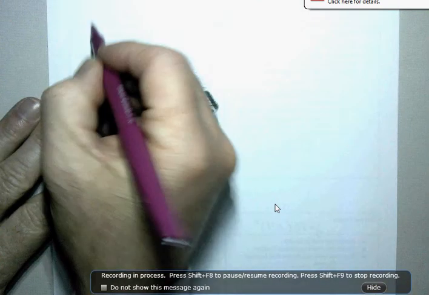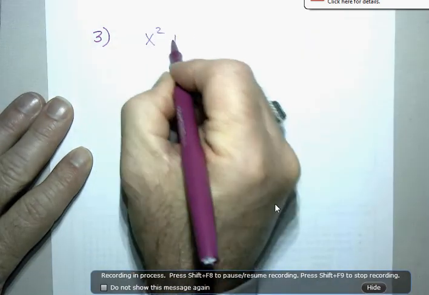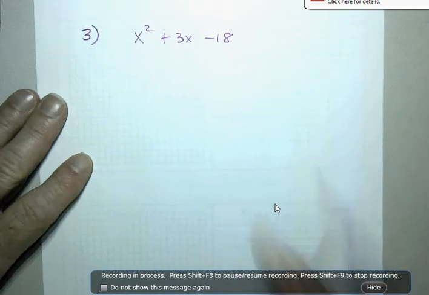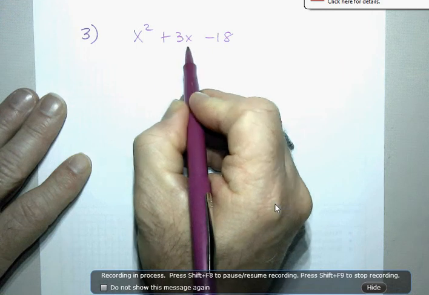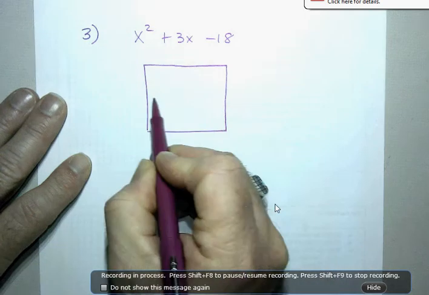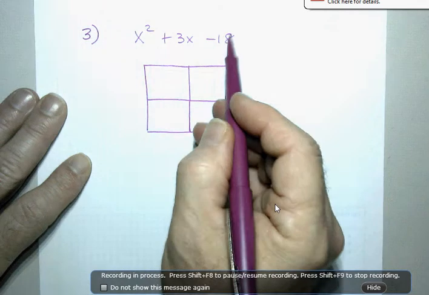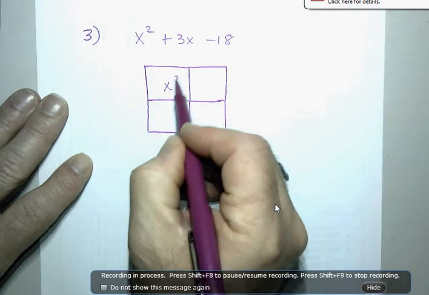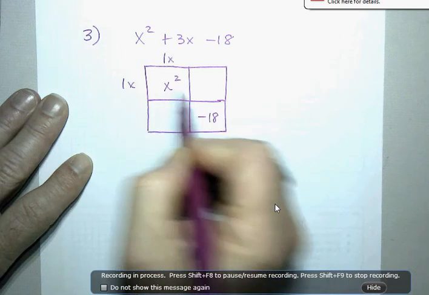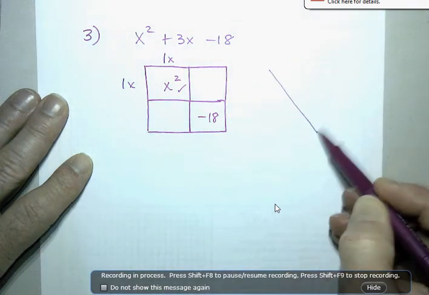All right, the third example, x squared plus 3x minus 18. And I'm already noticing this one's negative, but this one's positive. So that's a little different than the last two problems. The last two problems, they were either both positive or both negative. x squared, negative 18, 1x and 1x gives me x squared. That checks out there.